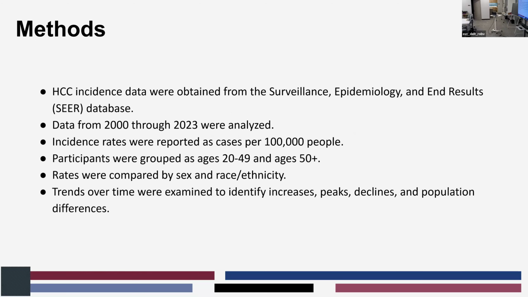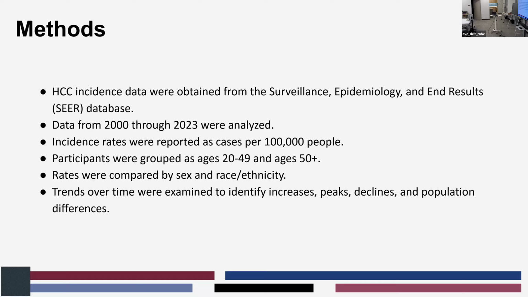As for the methods for this research, to examine these trends, we used hepatocellular carcinoma incidence data from the Surveillance, Epidemiology, and End Results, also known as the SEER database. We analyzed data collected from 2000 all the way to 2023. Incidence rates were reported as cases per 100,000 people.